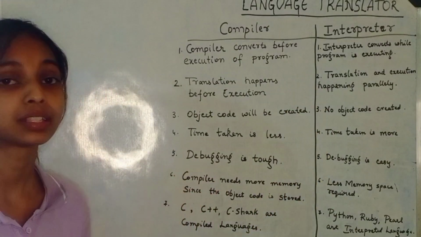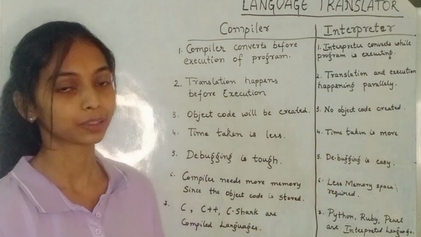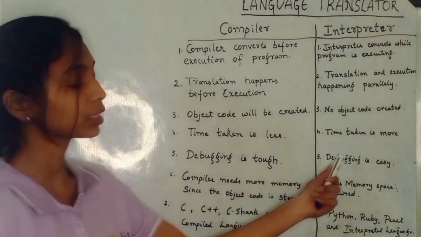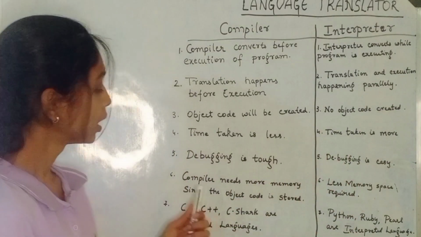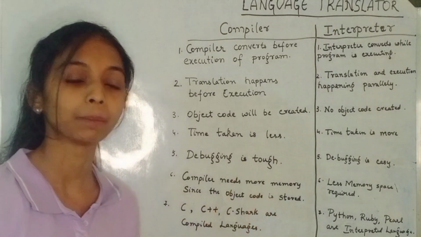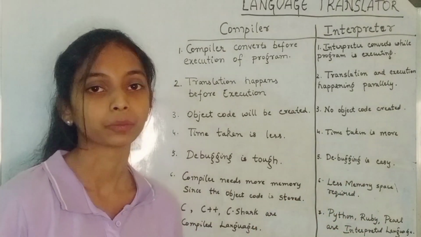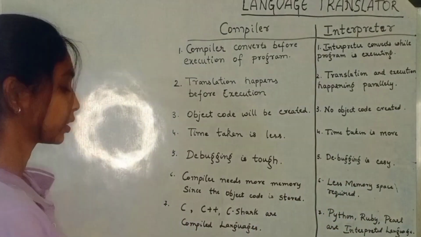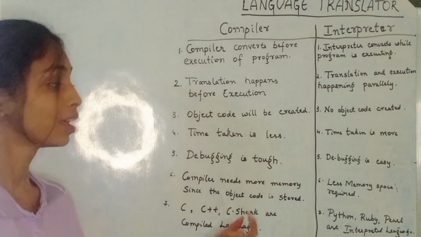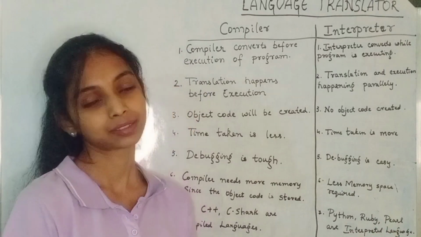The time taken is less in the compiler, whereas the time taken is more in the interpreter. Debugging is tough in the compiler, whereas debugging is easy in the interpreter. The compiler needs more memory space since the object code is stored, so less memory space is required in the interpreter. This is very important: C, C++, C# are the compiled languages, whereas Python, Ruby, Perl are the interpreted languages.